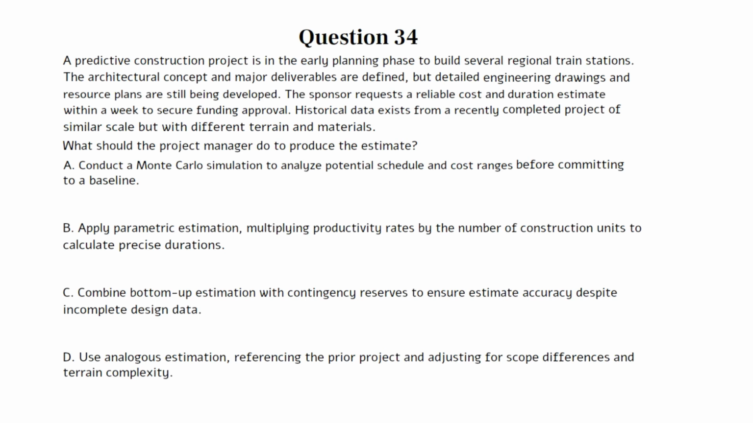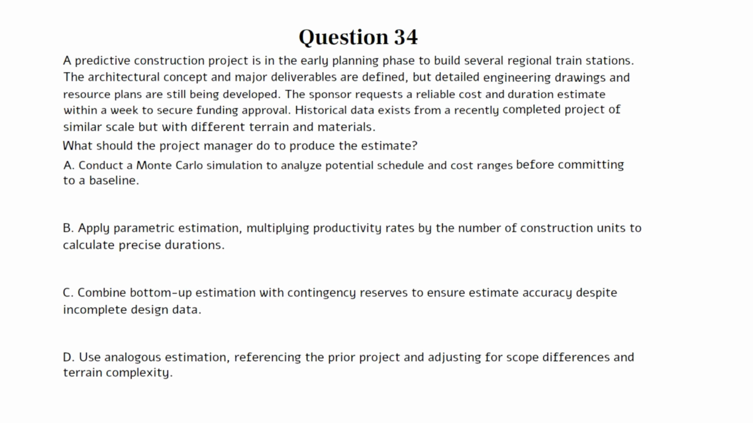Question 34. A predictive construction project is in the early planning phase to build several regional train stations. The architectural concept and major deliverables are defined, but detailed engineering drawings and resource plans are still being developed. The sponsor requests a reliable cost and duration estimate within a week to secure funding approval. Historical data exists from a recently completed project of similar scale, but with different terrain and materials. What should the project manager do to produce the estimate?